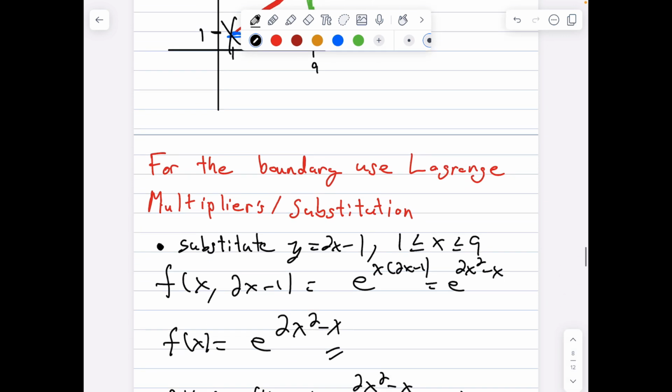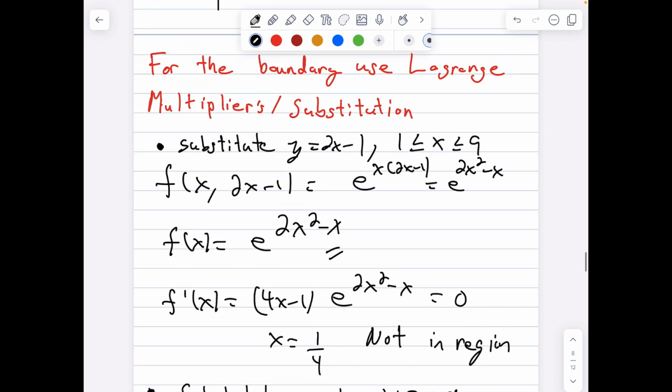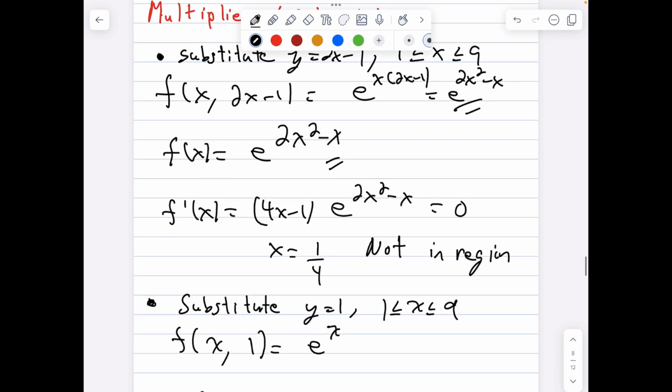So we substitute in y equals 2x minus 1, replacing all my y's. The idea here is you get a function of one variable that you're optimizing on a closed interval from 1 to 9. So what does that entail? You have to go back to your calc 1. You take a derivative, set it equal to 0, and you get 1/4. But x equals 1/4 is not in the region, so we're not even considering it.